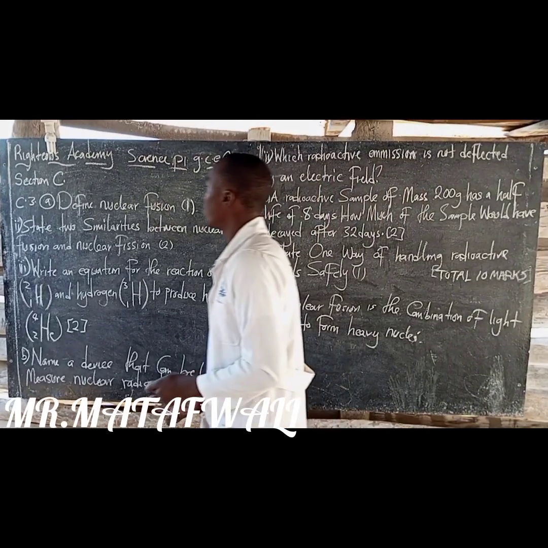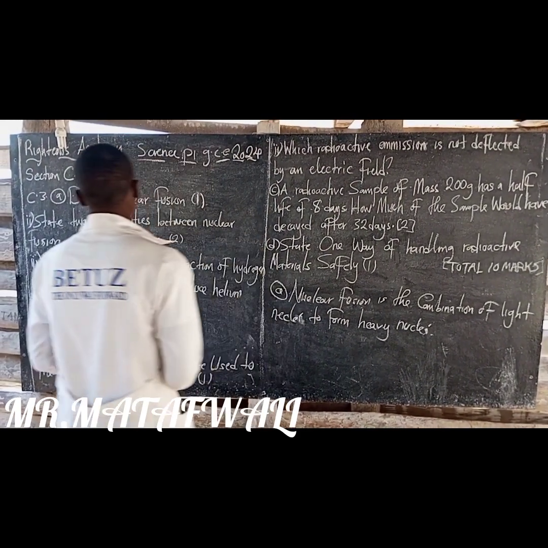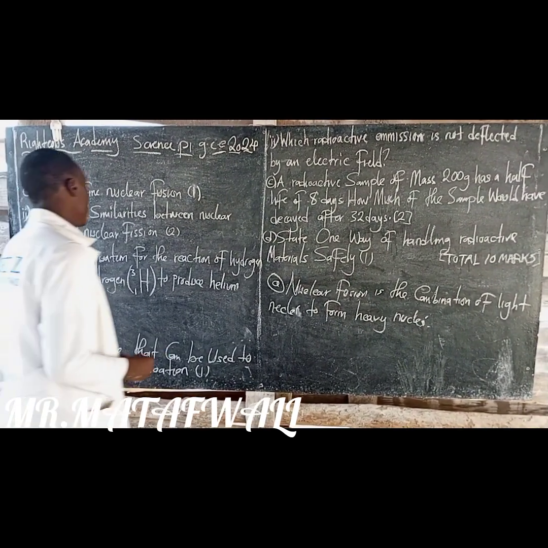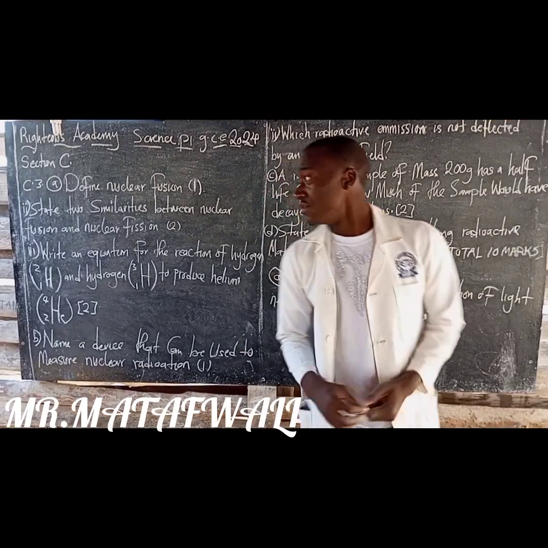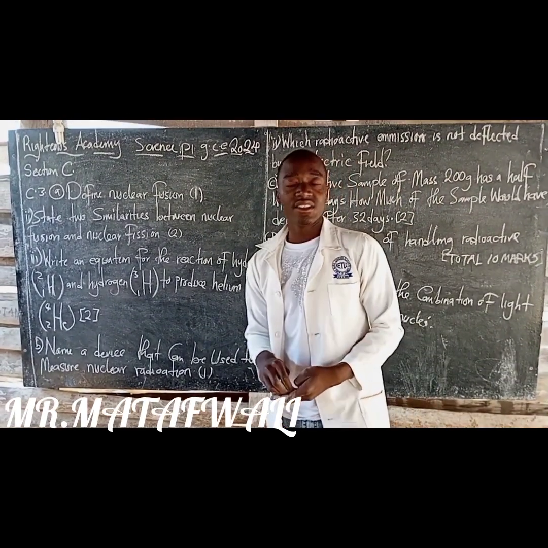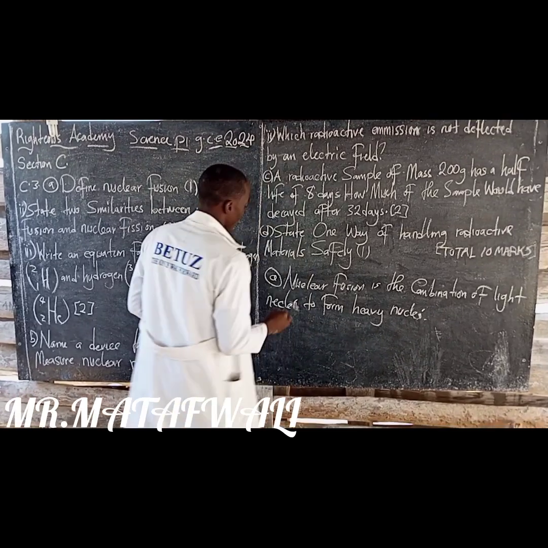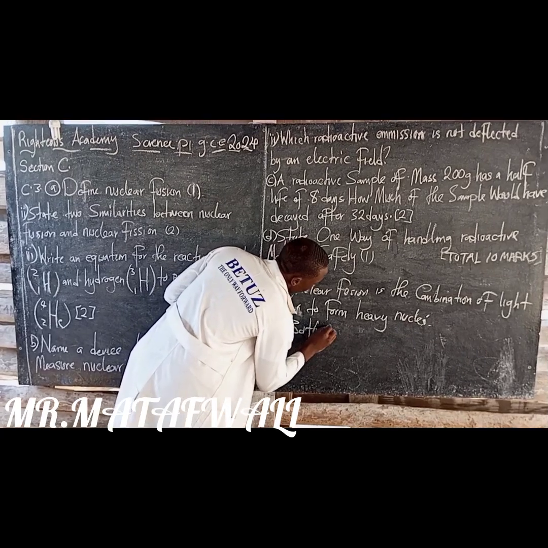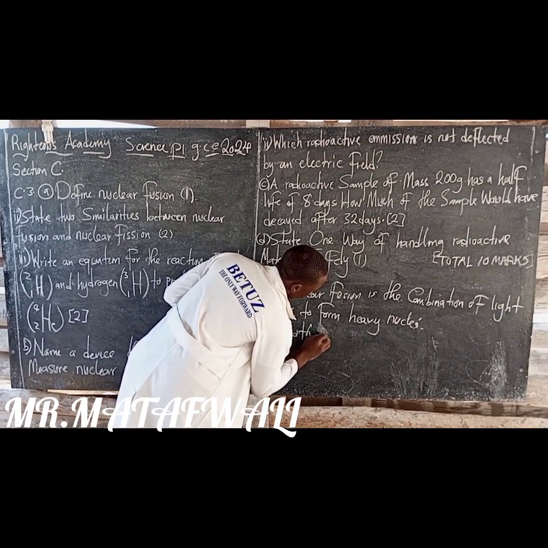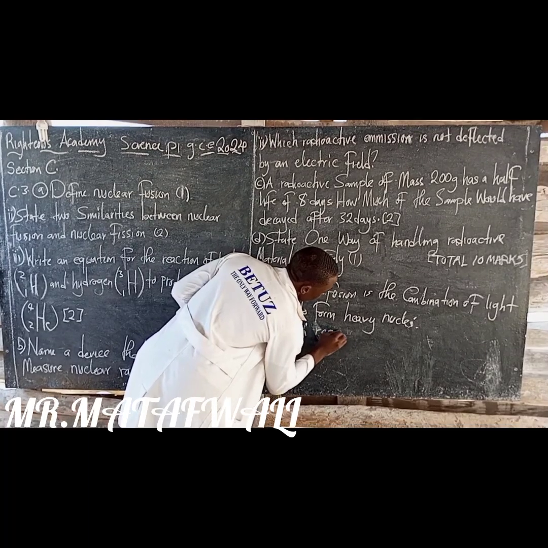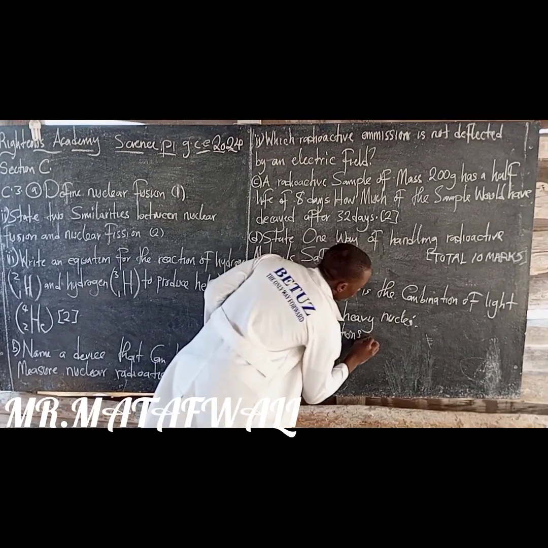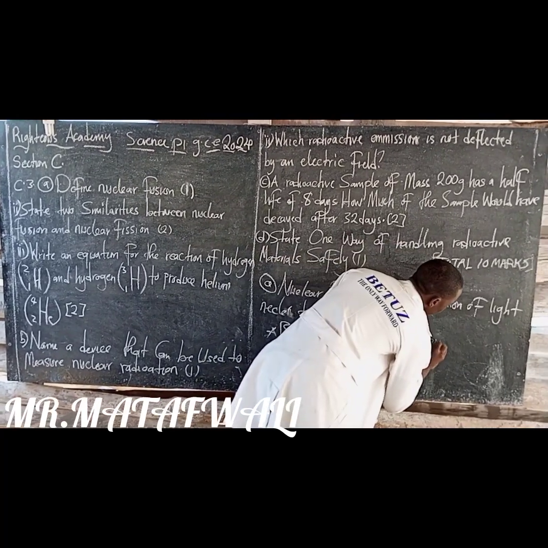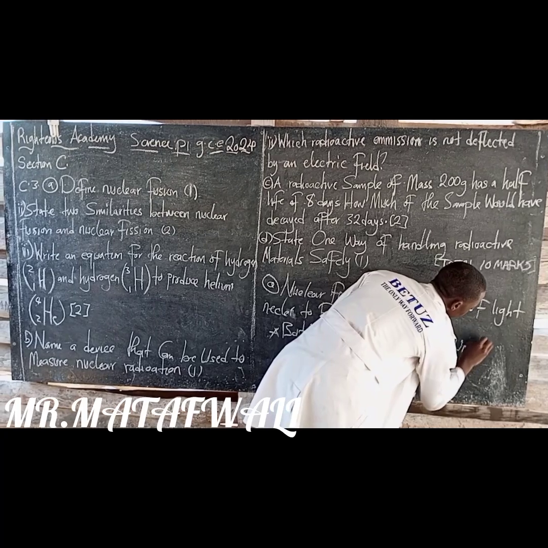We are going to move on to question A2, which was saying state two similarities between nuclear fusion and nuclear fission. So the similarities are in both reactions, the reactants are unstable. So that is number one similarity. In both reactions, reactants are unstable.